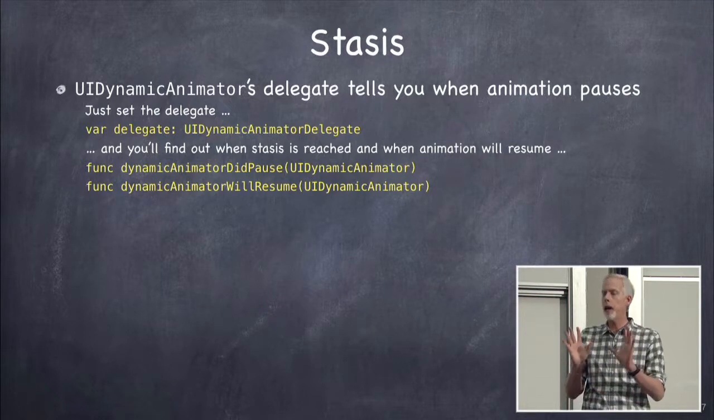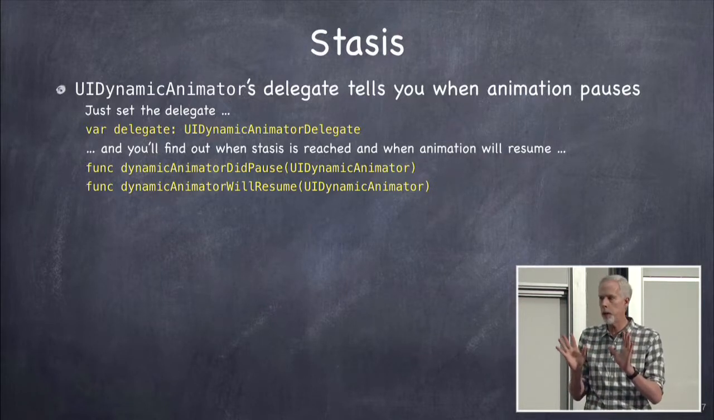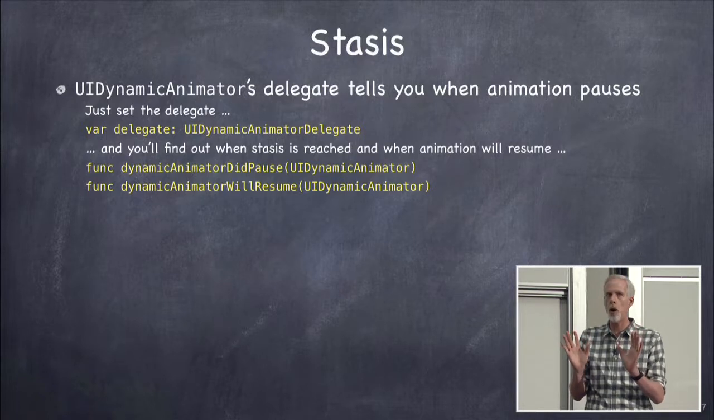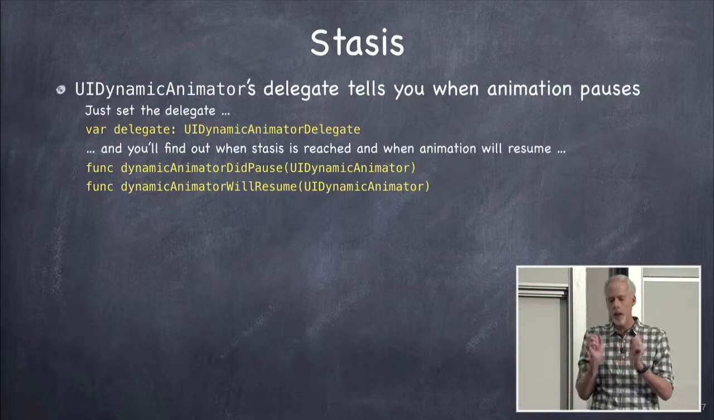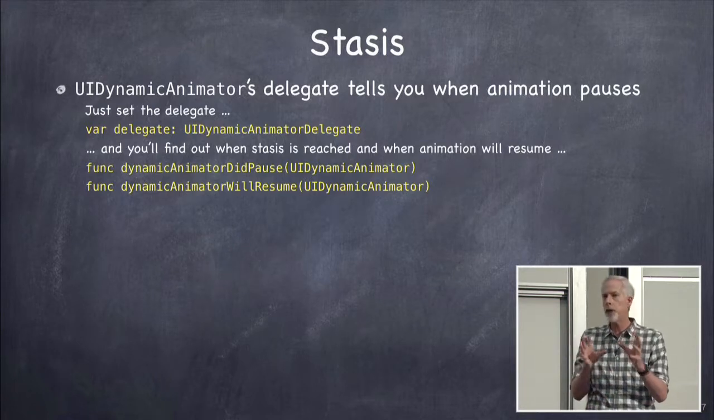So now you know the animator, it's still running, it's still looking for something to change, but nothing is currently changing, so it has paused. And then if something changes, like you do a push behavior and things start moving again, it's going to say resumed until everything reaches stasis again.